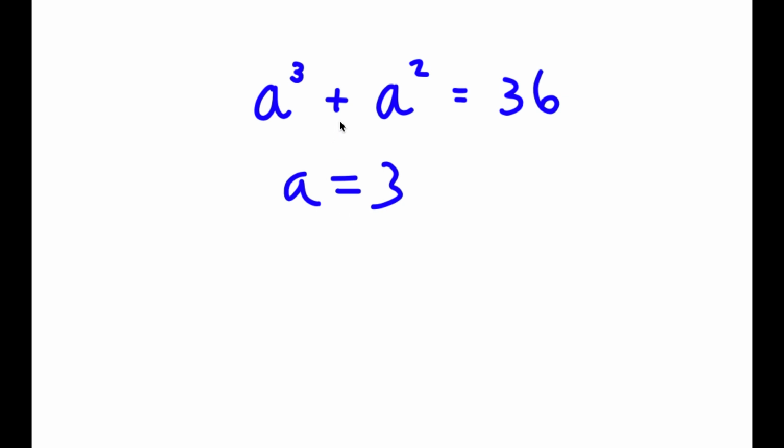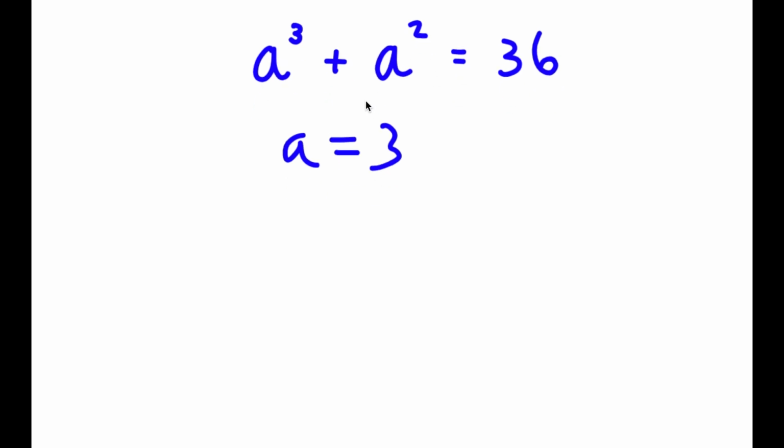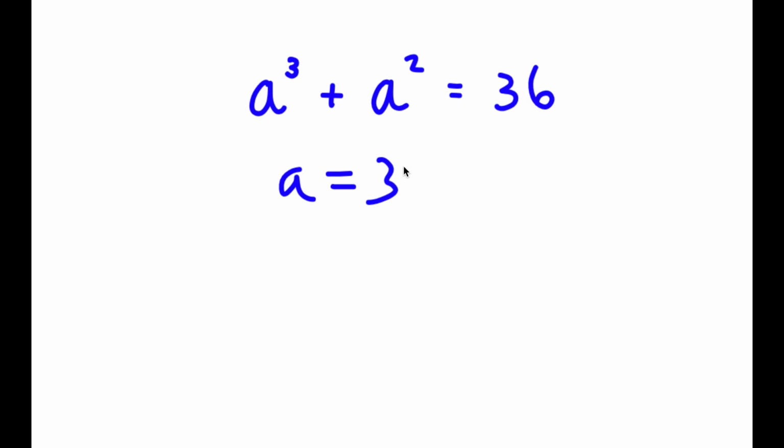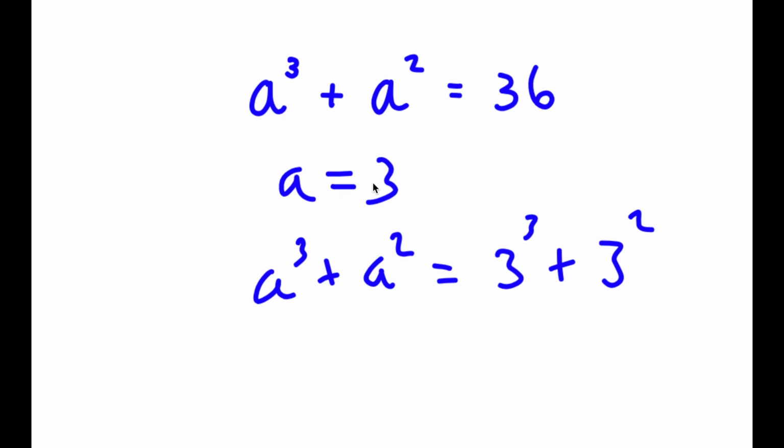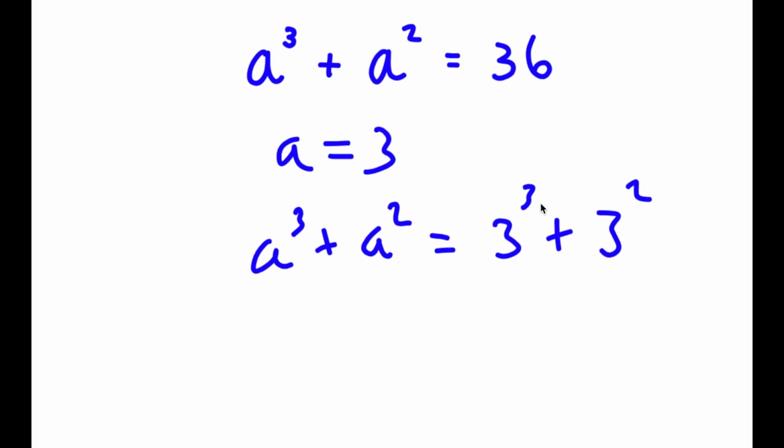Now that we found one solution of a, we can use this later. So we can use this by making a to the power of 3 plus a squared equal 3 to the power of 3 plus 3 squared, because we know that a equals 3. So I'm just plugging in 3 and making them equal to each other.